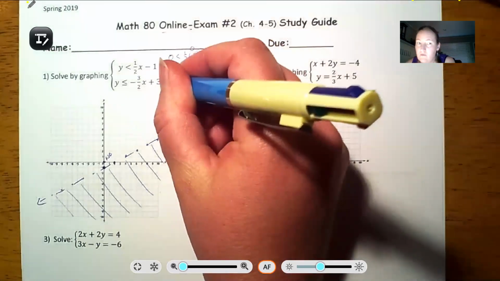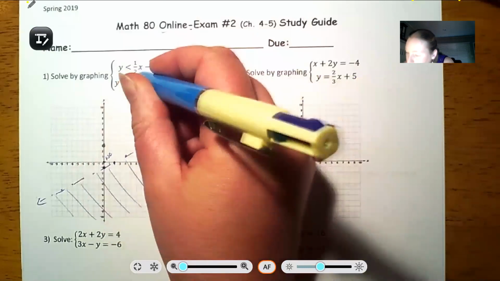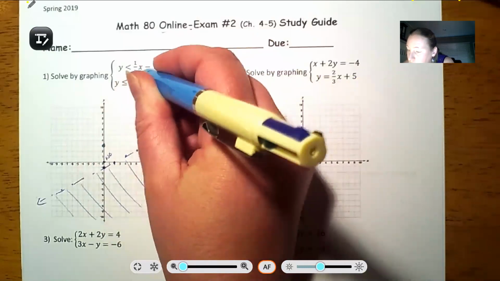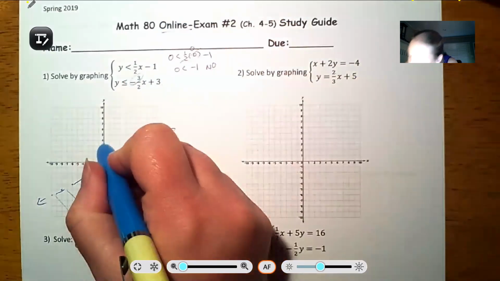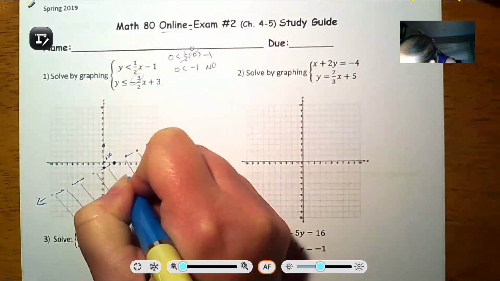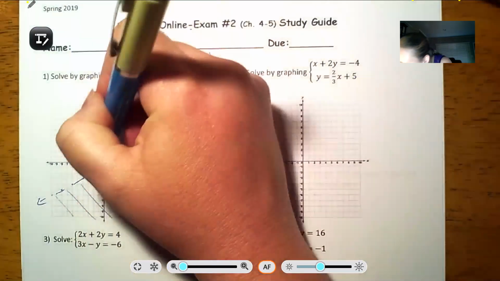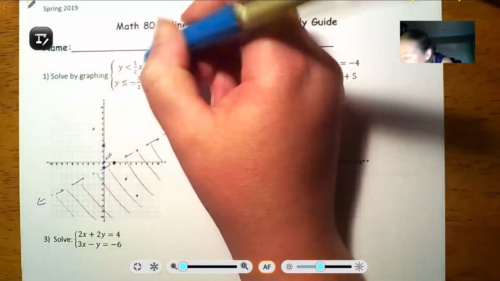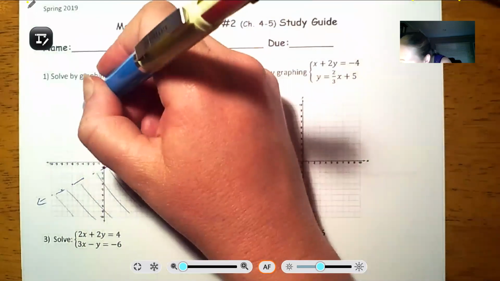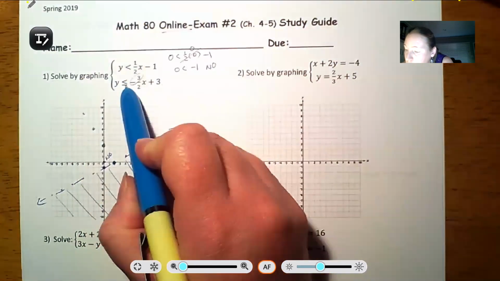And then for the second one, we're going to start at +3 as our y-intercept, and we have a slope of -3/2. So we're going to go down 3 over 2, down 3 over 2. We can go up and left. That's like putting the negative on the denominator. This one's going to have a solid line because it's got the equal to part.